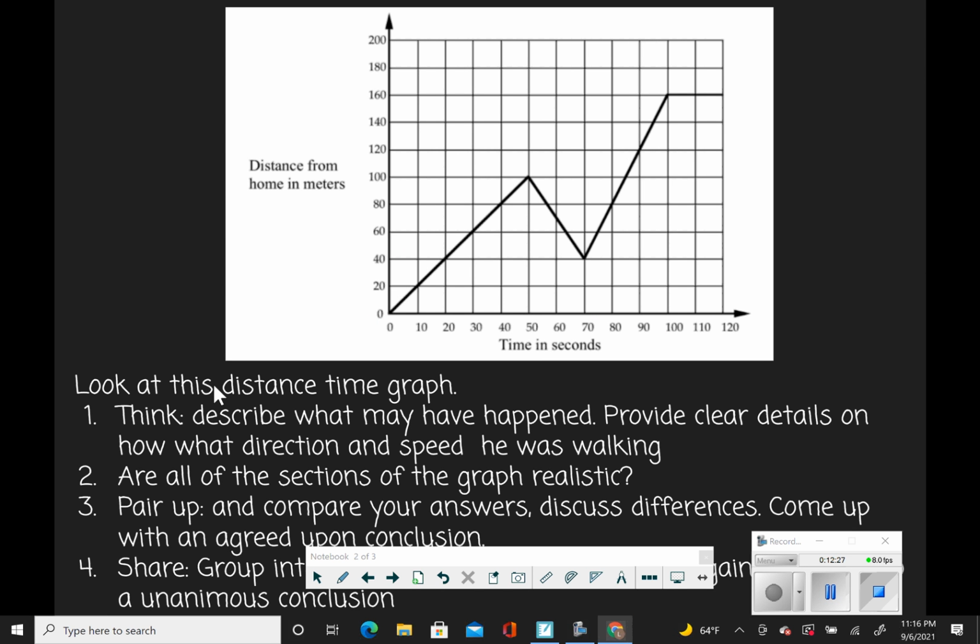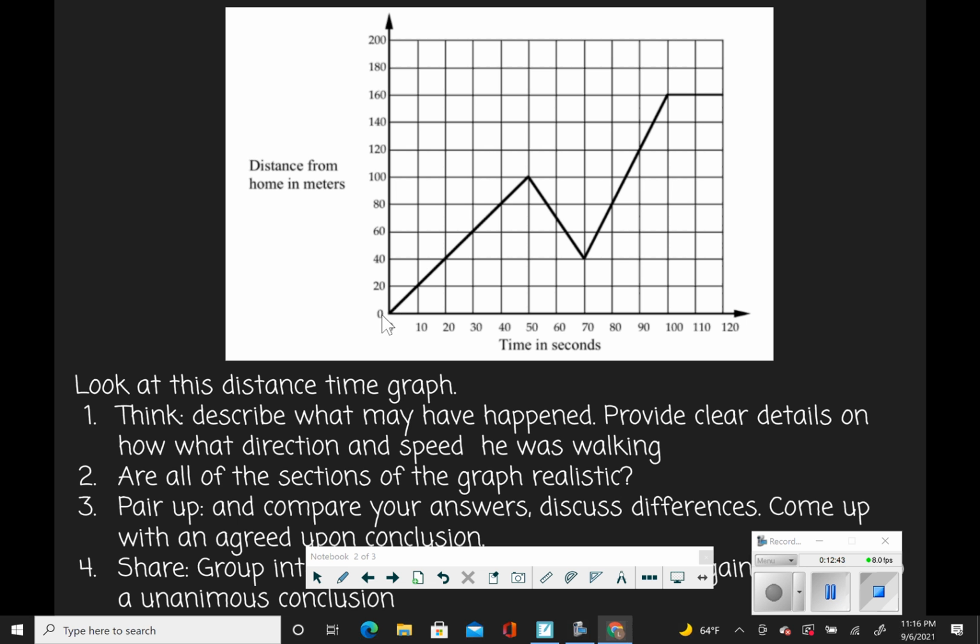Okay, so look at this time distance graph. Think, describe what may have happened. Provide clear details on what direction and speed the person was walking. So this person is walking.